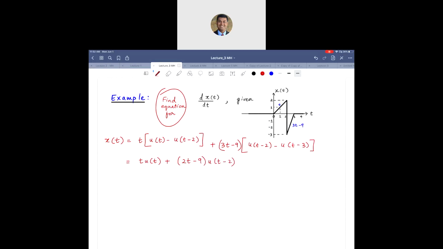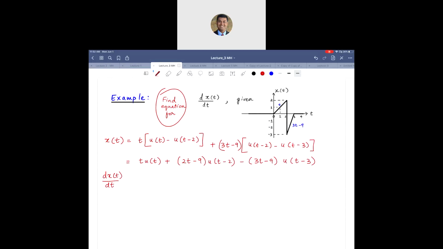All right, next, 2 minus 2 is done. I have u of t minus 3. For u of t minus 3, it's just that one term. So negative 3t minus 9, u of t minus 3. Done. Now let's differentiate dx of t divided by dt.